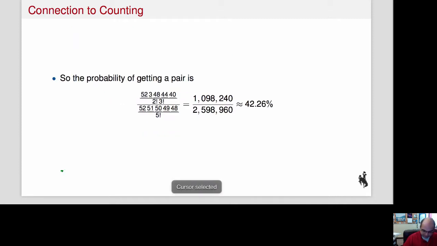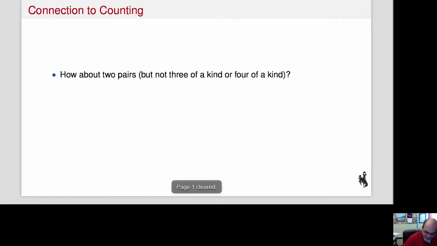Now it's just arithmetic, right? So if I figure out the numerator, that's a little bit over 1 million. The denominator is almost 2.6 million. So the answer is, roughly speaking, 42%. So getting a pair is actually pretty common, right? In poker, 4 out of 10 times you're going to expect to get a pair. That's not bad. Okay, let's look at some other problems.